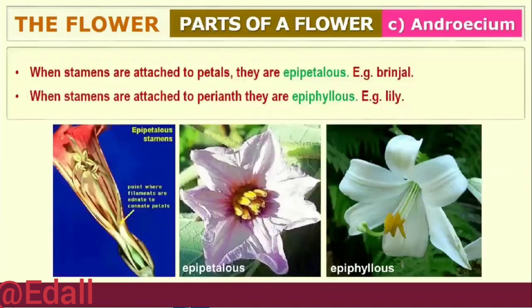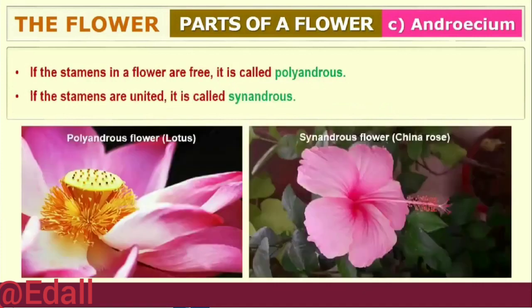Stamens of flower may be united with other members such as petals or among themselves. When stamens are attached to the petals, they are epipetalous as in brinjal, or epiphyllous when attached to the perianth as in the flowers of lily. The stamens in a flower may either remain free, polyandrous, or may be united in varying degrees.